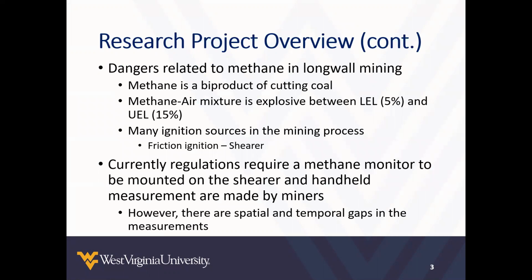I just mentioned methane, but that's one of the main dangers in longwall mining because it's emitted as the coal is cut, and the methane air mixture becomes explosive between the lower explosive limit of 5% methane by volume and the upper explosive limit of 15% methane by volume. In longwall mining, there are many ignition sources, one being the shearer, which I believe is the most common for friction ignition methane explosions in mines.